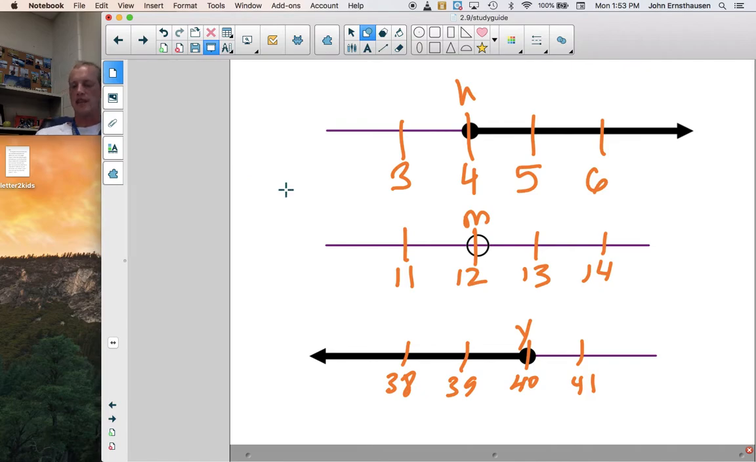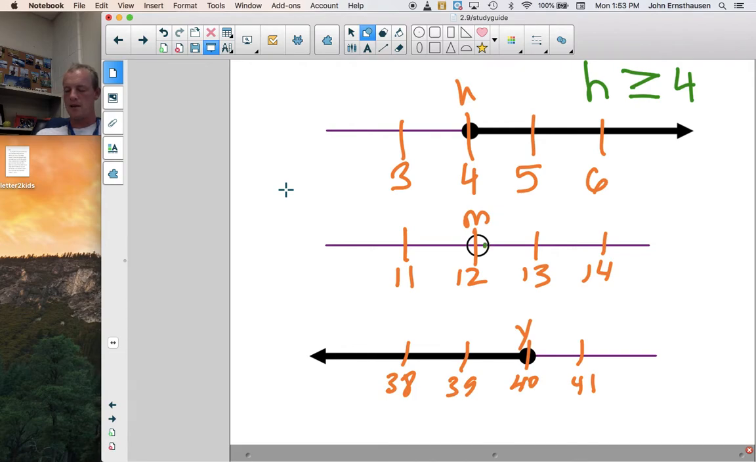Okay, so for the next one, we have another H. Let's change the colors up here so you guys can see a little better. And where is the circle? The circle is on the 4, so I'm going to write down my 4. Since it's shaded in, once again, I'm going to have H is greater than or equal to 4. Okay, let's go down to the next one down here.